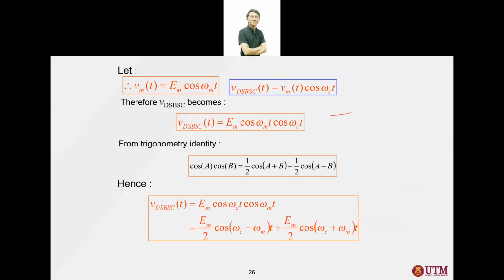The same thing that I showed just now. Then from trigonometry, with cos A and cos B taken into account, you will have omega C plus omega M, then omega C minus omega M. So you're going to have the lower sideband and the upper sideband, with the amplitude becoming EM over 2.